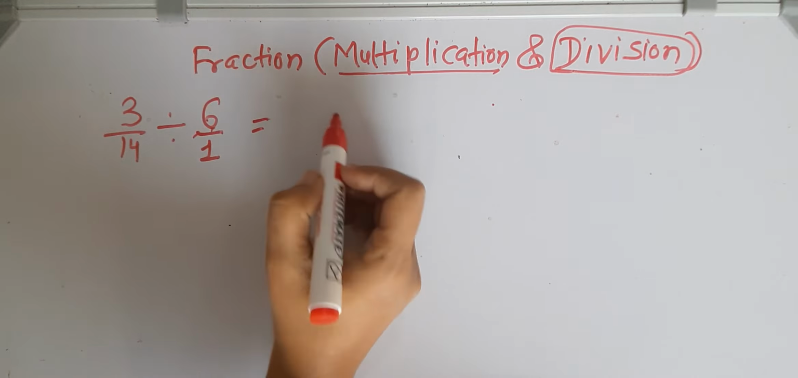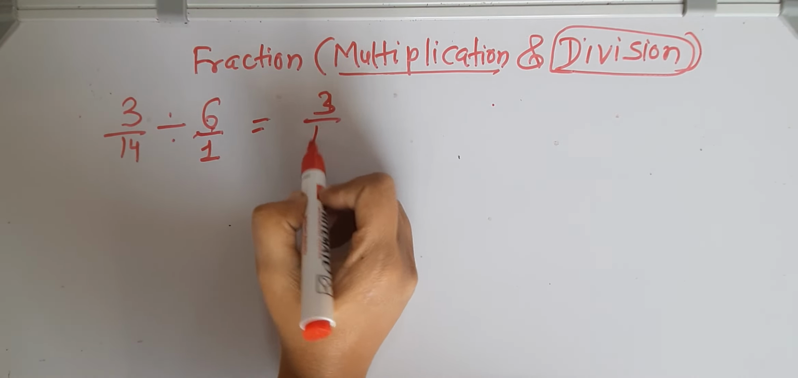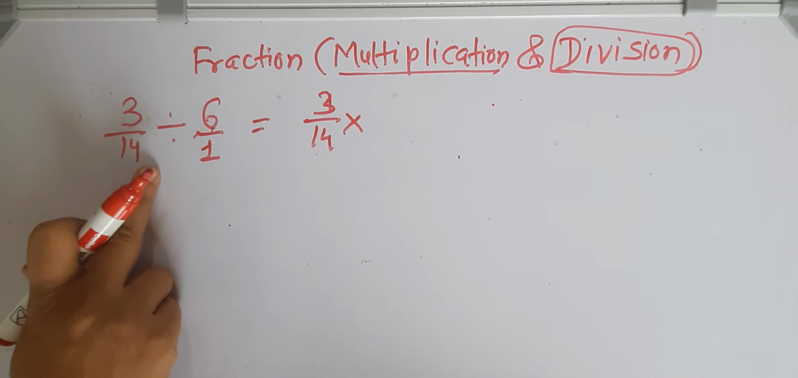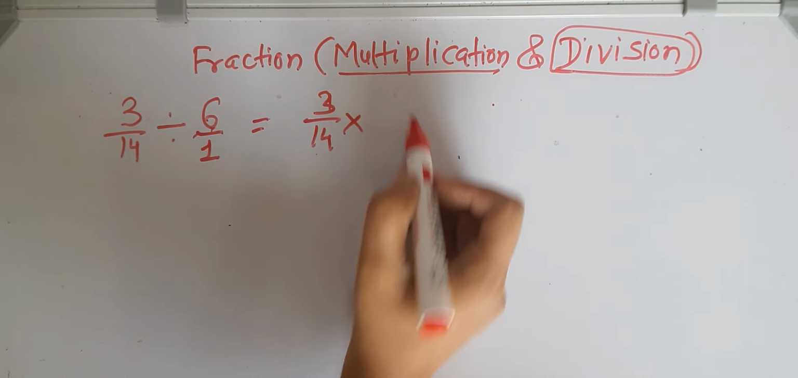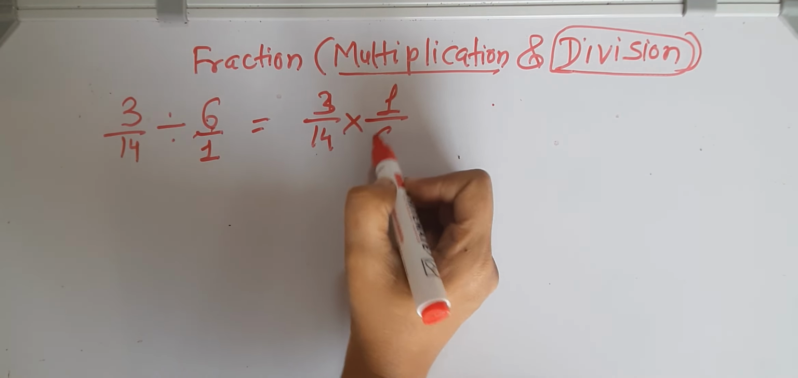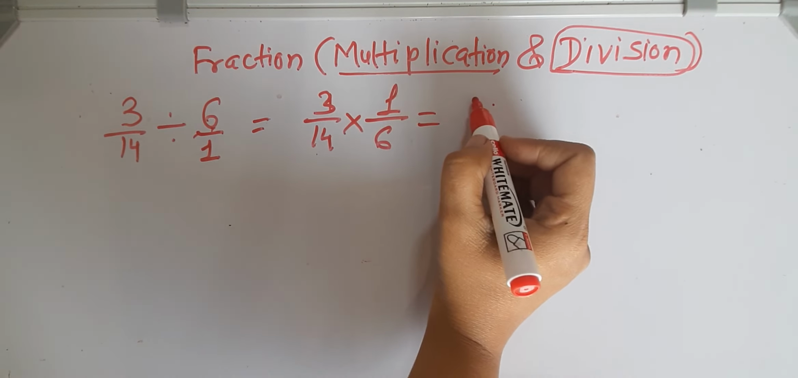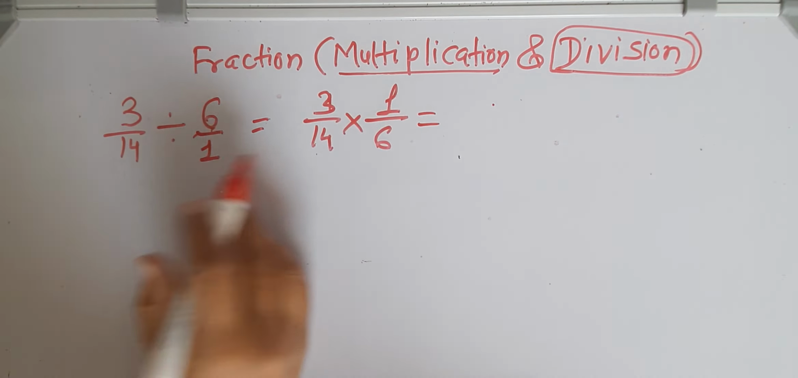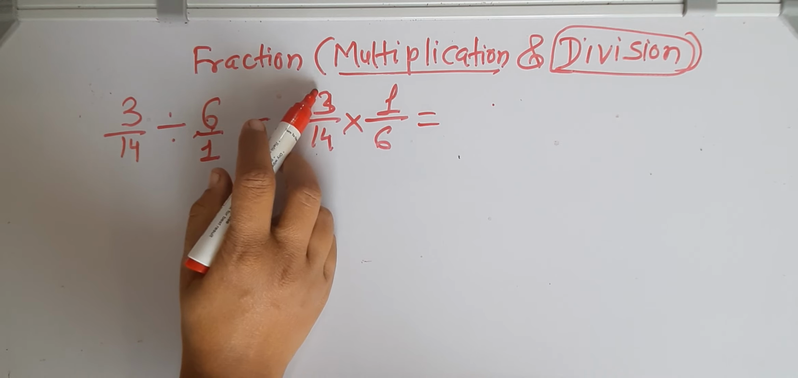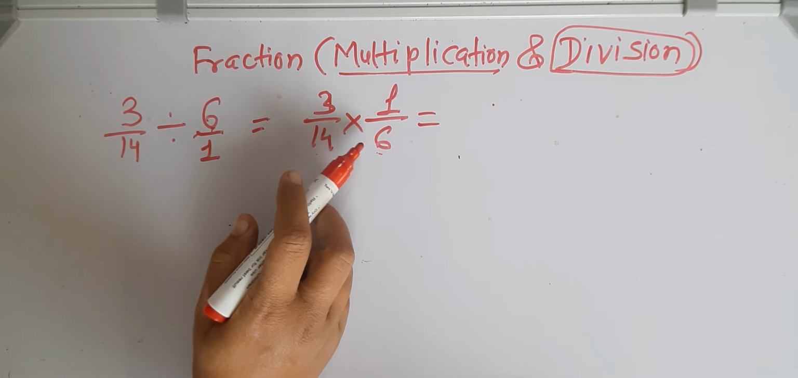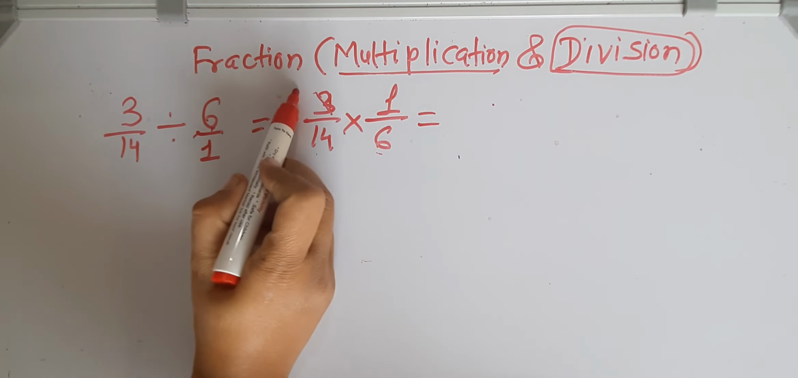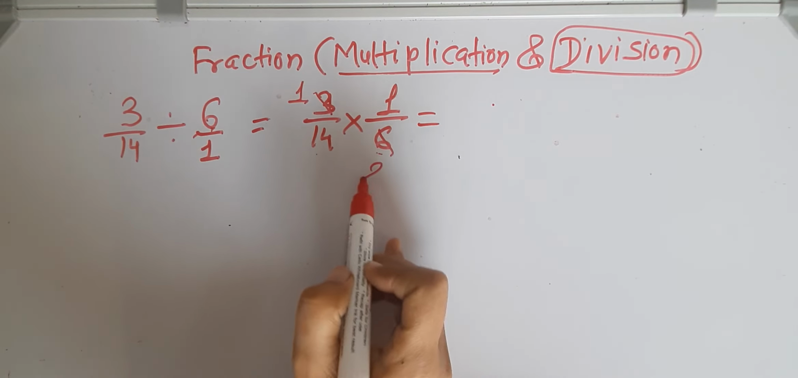What we can do is 3 by 14. Division will change to multiplication, and we'll do reciprocal of 6, that is 1 by 6, right? And now again here if you can see, we can divide: 3 ones are 3, 3 twos are 6. That will make our problem easy.